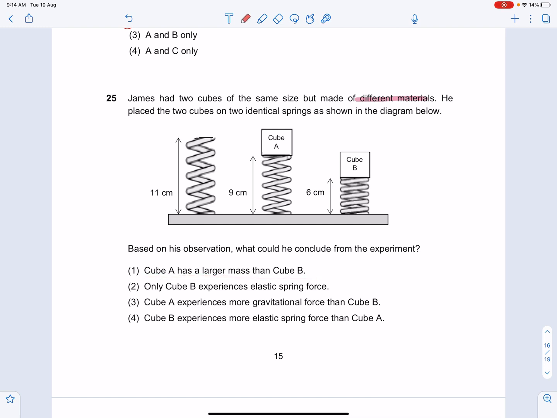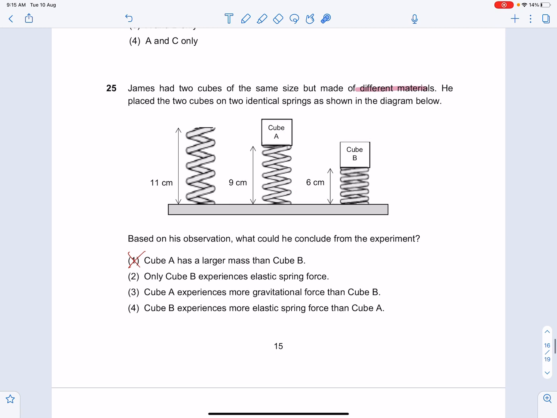This is not correct because if cube A has a larger mass, technically speaking, given that the springs are identical and the size of the 2 cubes is identical, then gravity should exert a stronger force on cube A, and you will pull it further down. So it should have in fact a more compressed spring than B. That didn't happen. So only cube B experiences elastic spring force.